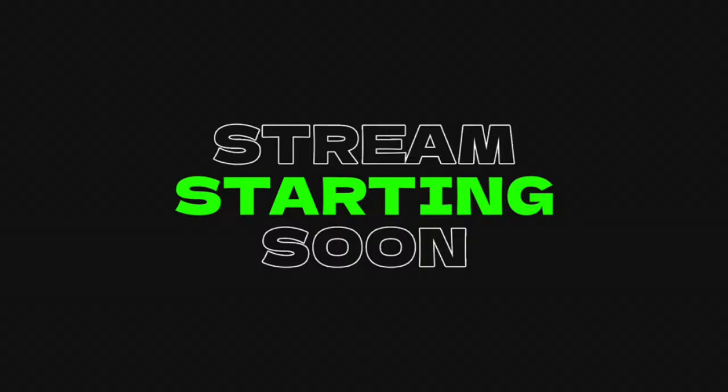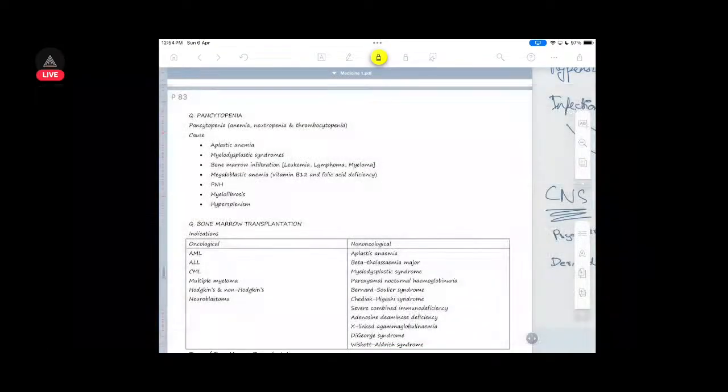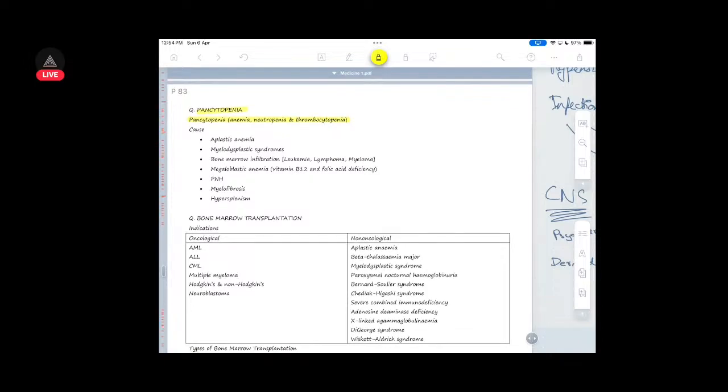Okay, so pancytopenia. Pancytopenia is a decreased amount of RBCs, neutrophils, and platelets. It is caused by aplastic anemia, myelodysplastic syndromes, bone marrow infiltration due to leukemia, lymphoma, and myeloma, and megaloblastic anemia, B12 deficiency, folic acid deficiency.